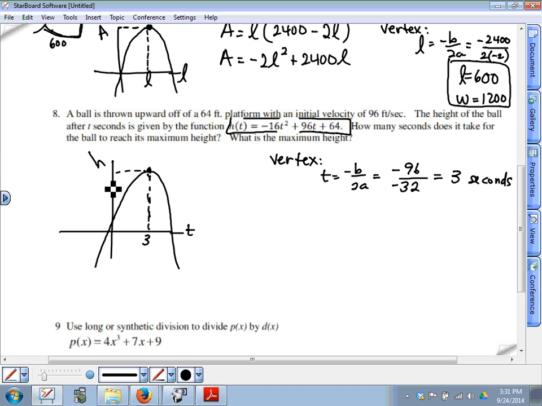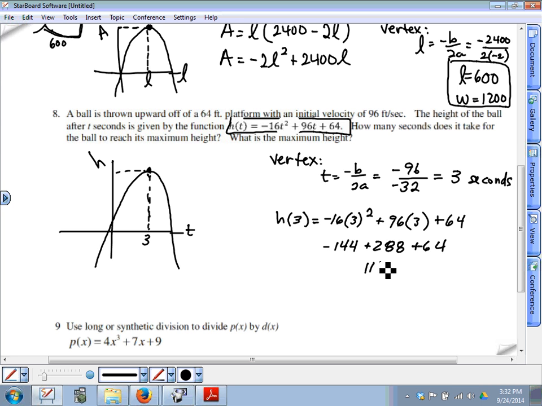What we've got to figure out now is what is the actual maximum height. So you have to plug in a 3. We need to find out the height at 3 seconds. So it's negative 16 times 3 squared plus 96 times 3 plus 64. Okay. Negative 16 times 9 is negative 144. 96 times 3 is 288. This is 144 plus 64, which is a maximum height of 208 feet.